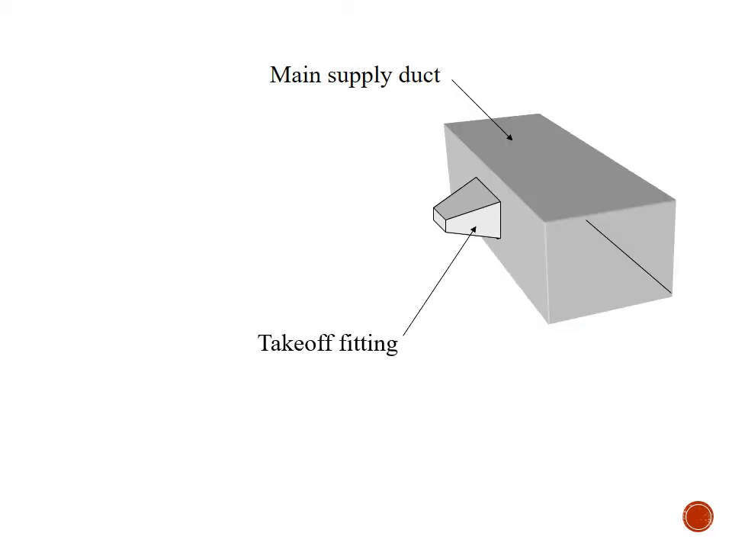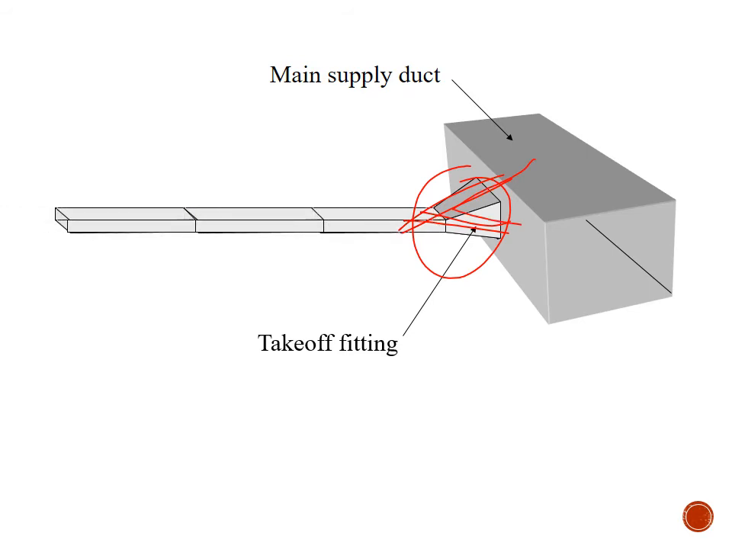Main supply duct. These are the takeoff fittings. This is just to smooth out the flow, especially if we are reducing, and eliminate the back pressure. We don't want the air to hit here and come back again. And these are the connections.